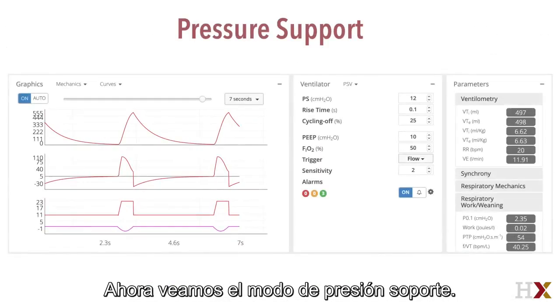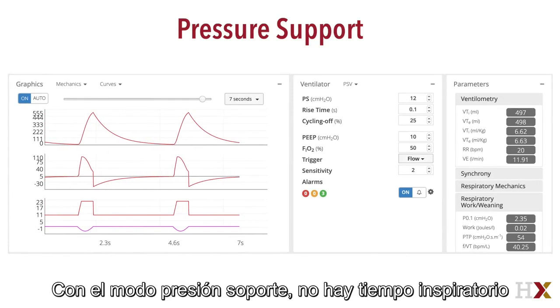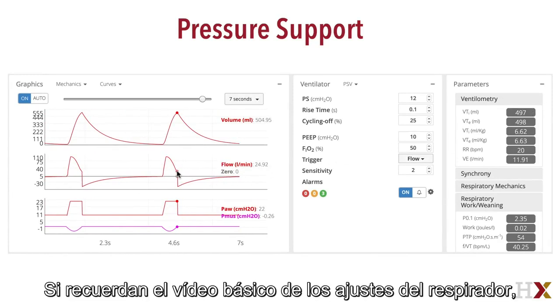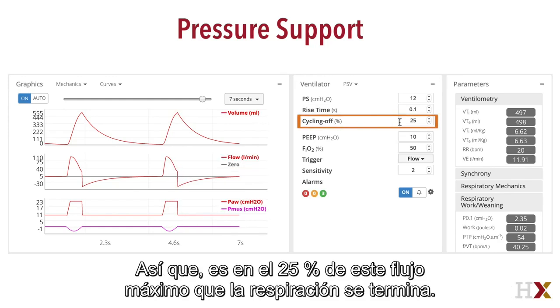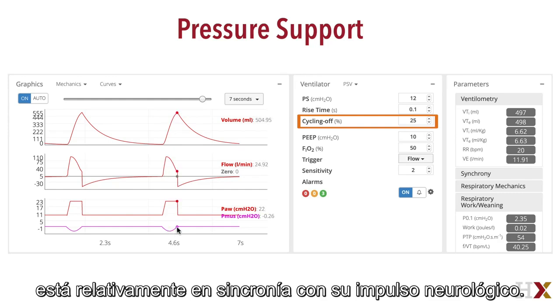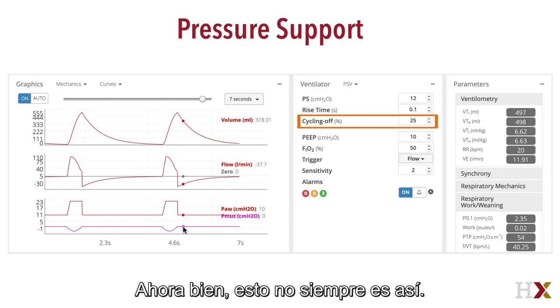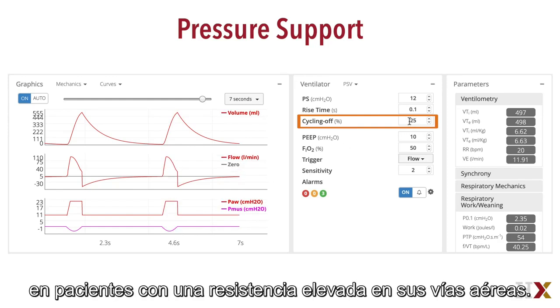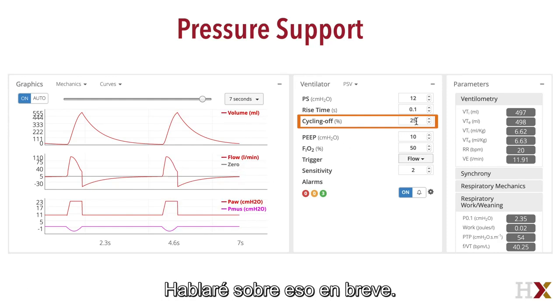Now let's look at pressure support. With pressure support, there is no inspiratory time in seconds that is set. If you recall from the basic ventilator settings video, it's a cycle off percent, so it's 25% of this peak flow is when the breath cycles off. And in this patient example, it's actually relatively in sync with the patient's neurological drive. Now this is not always the case, and often this requires adjusting, specifically in patients with high airway resistance, which I will talk about in just a moment.